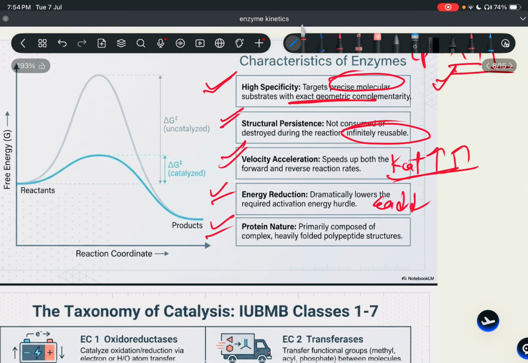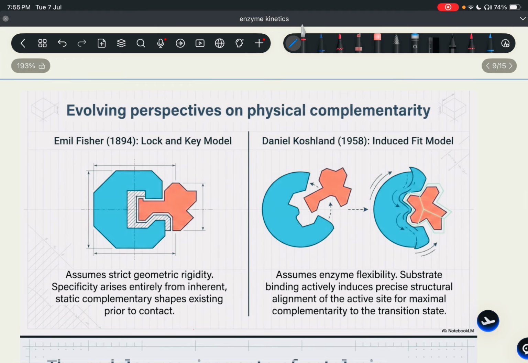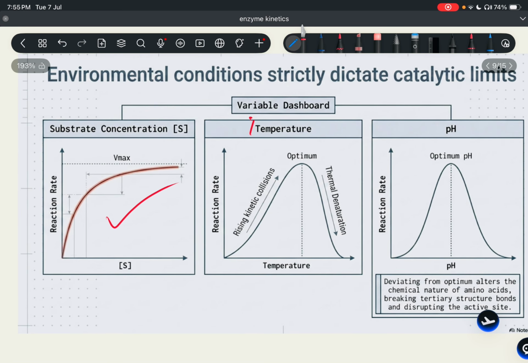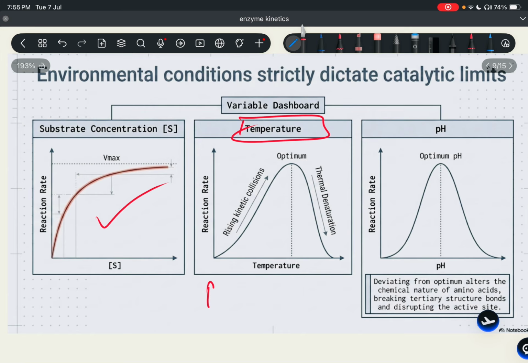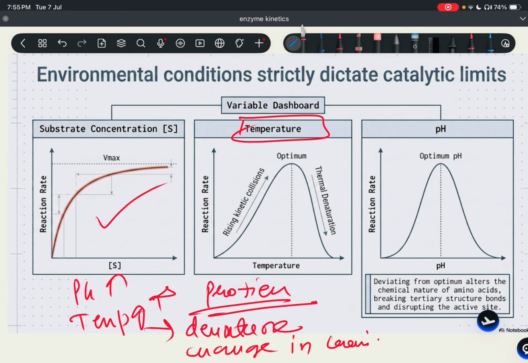Proteinaceous nature, generally proteinaceous nature. Now let's see the stability. So we know this reaction. Now we know this temperature thing, it's protein. So even if you increase your pH, even if you increase your temperature, there is a chance for it to denature or change in the chemical structure. So this pH protein change.